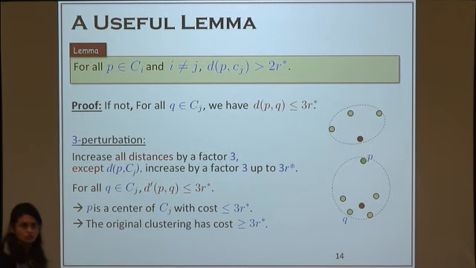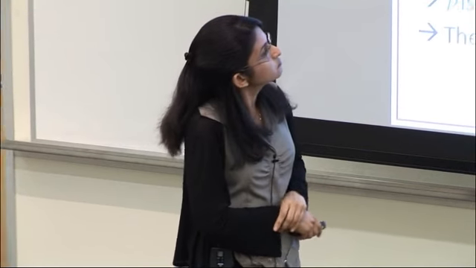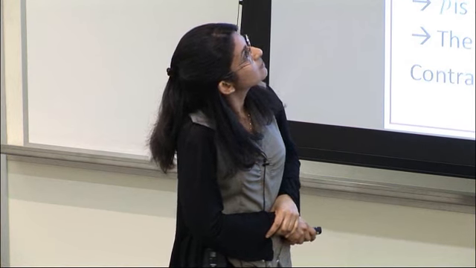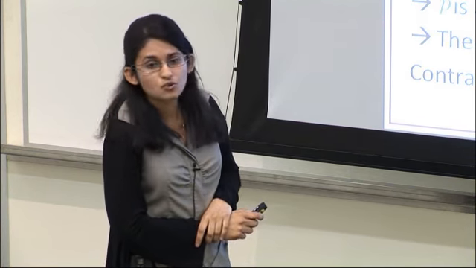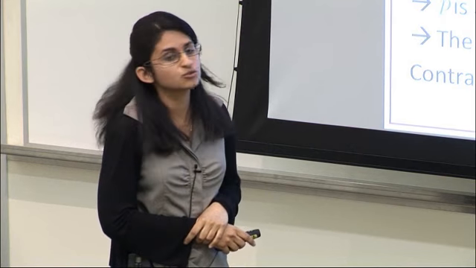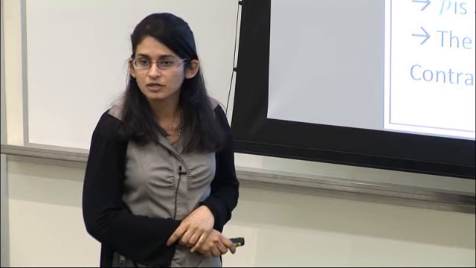So I created a perturbation, using perturbation resilience, and I showed that the optimal clustering is not unique anymore. Good. So this is very simple. And now let's use this lemma, which says that your distance to any center that's not your own is more than 2r star, to prove fact 1 and 2.